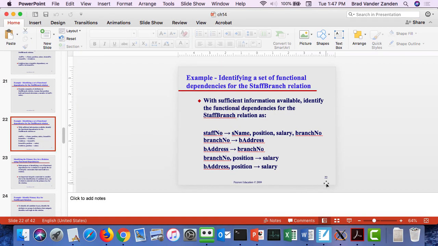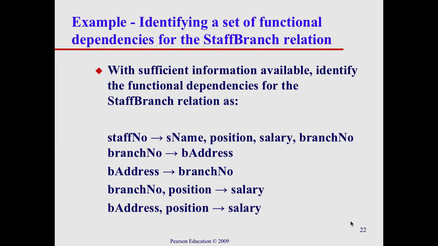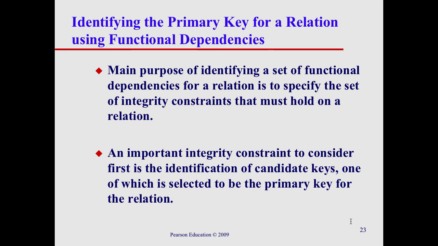Okay, so functional dependencies are important because we don't want them to really appear more than once. With normalization, the first step is determining our functional dependencies. Then we're going to use the functional dependencies to decompose our relation. And the first step in that decomposition, once we have the functional dependencies, is to identify a primary key.